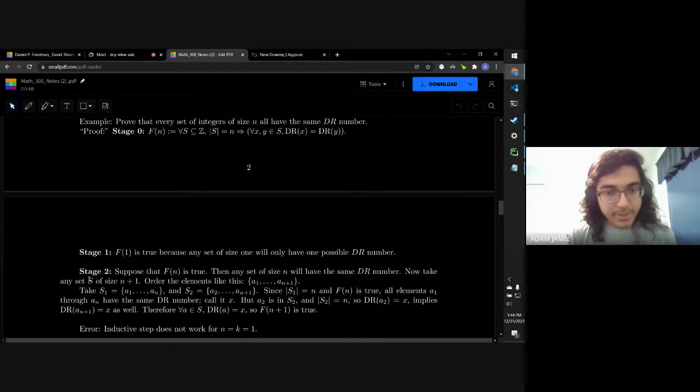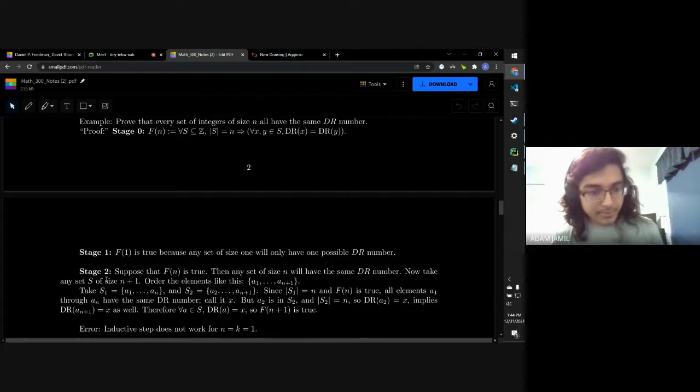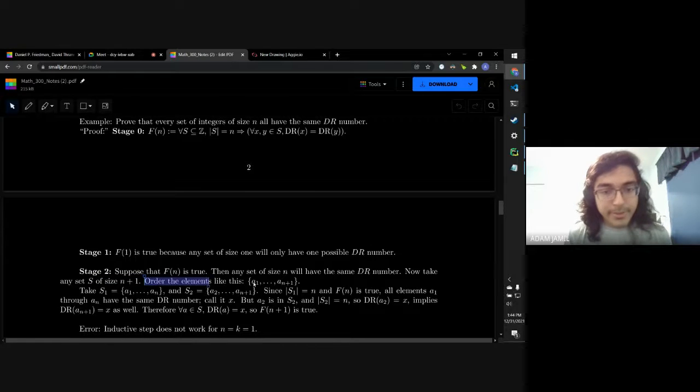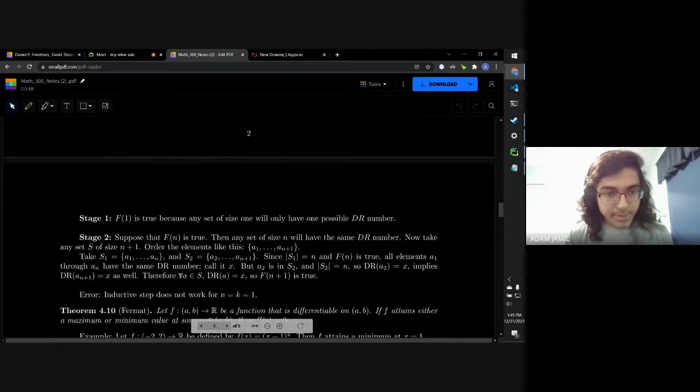Now take some set S of size n plus 1. So now we're trying to prove f of n plus 1. So we'll order the elements, and you can always do this for finite sets very easily. You can order it. So now we will look at two subsets of this set S. The first subset we'll look at is the first n elements of these n plus 1 guys. And the second subset we'll look at is the last n elements.